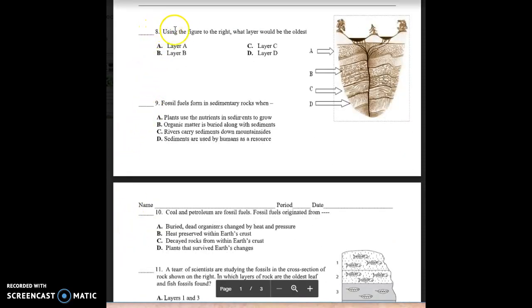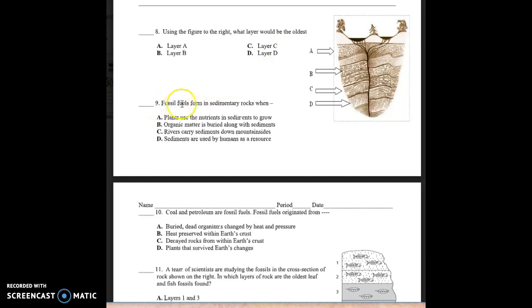Number 8. Using the figure to the right, what layer would be the oldest? A. Layer A. B. Layer B. C. Layer C. D. Layer D.